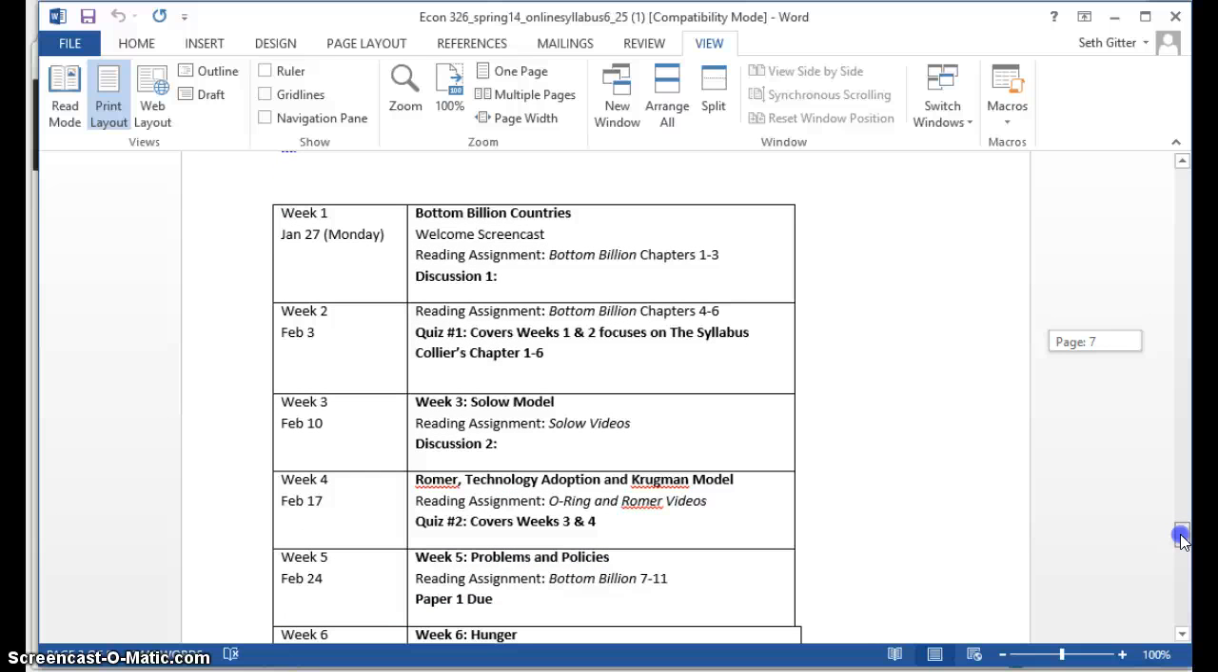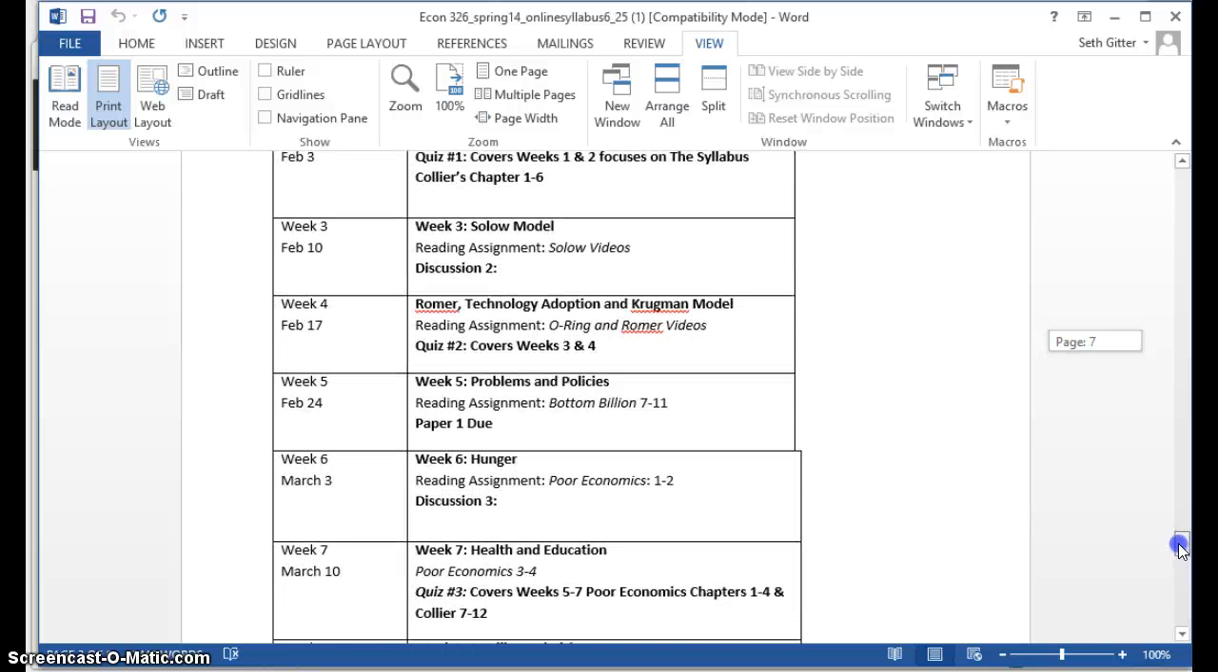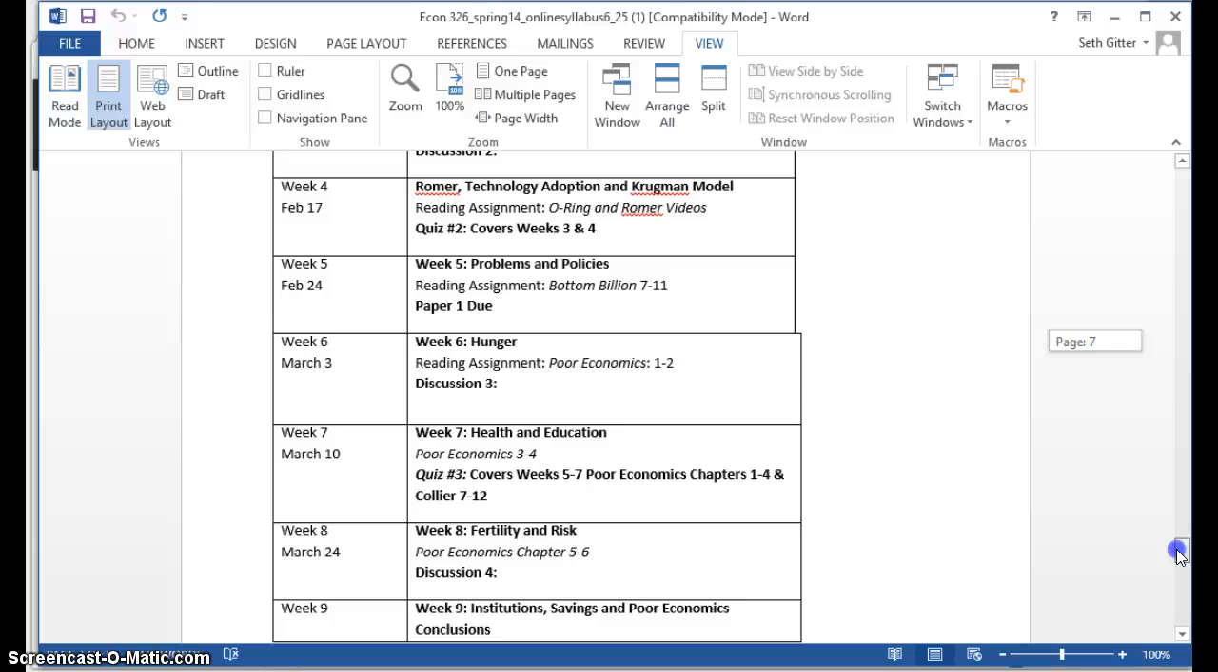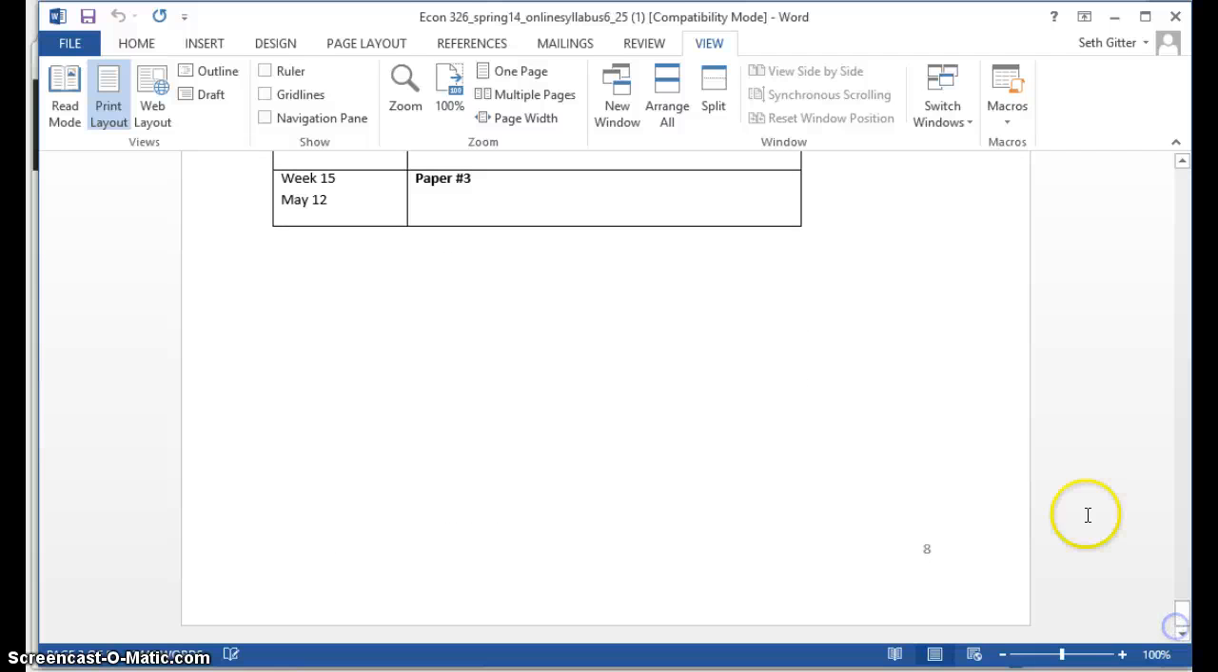So this week we'll do discussion. Next week we'll do a quiz. We'll do discussion the second week. The third week, we'll do discussion. The fourth week, we'll do another quiz. And then the fifth week, the first paper will be due. And it'll pretty much work like that: discussion, quiz, paper. Discussion, quiz, paper. And that's it for the class.